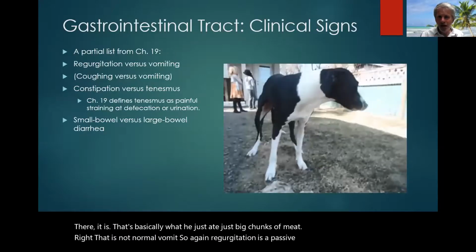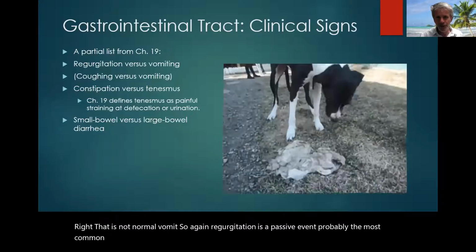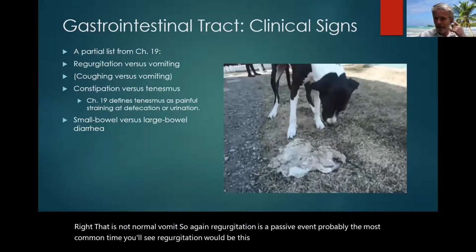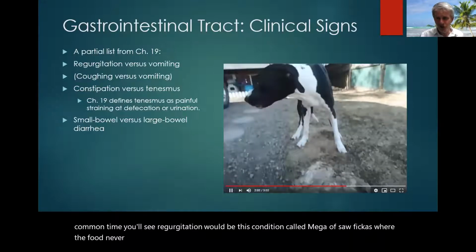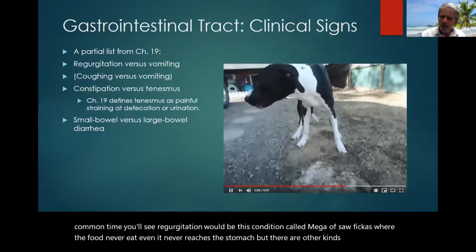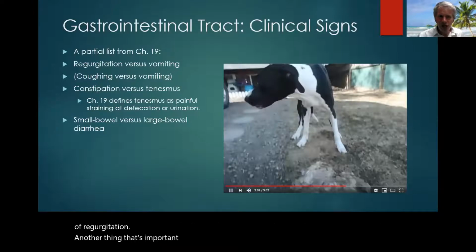Probably the most common time you'll see regurgitation would be this condition called megaesophagus, where the food never even reaches the stomach. But there are other causes of regurgitation. Another thing that's important to differentiate is constipation versus tenesmus.